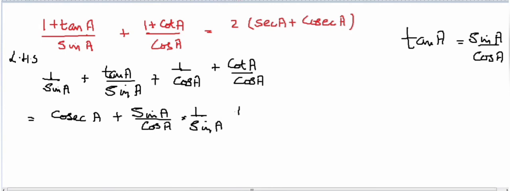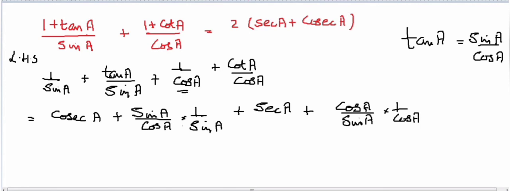Now 1 upon cos A can be written as sec A, because sec A is the reciprocal of cos A. And here cot A is basically cos A over sin A, and here we have 1 over cos A in denominator. So here you can see that sin A cancels out, and here cos A cancels out, and 1 over cos A is sec A and 1 over sin A is cosec A.